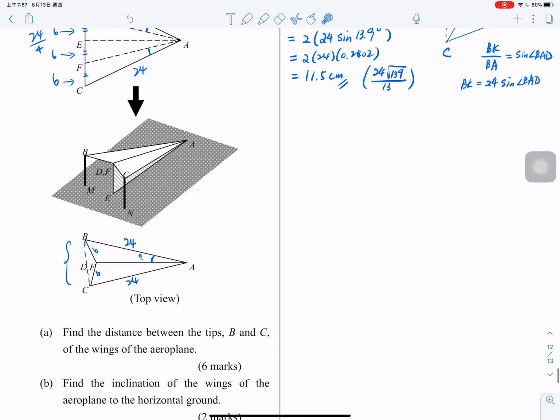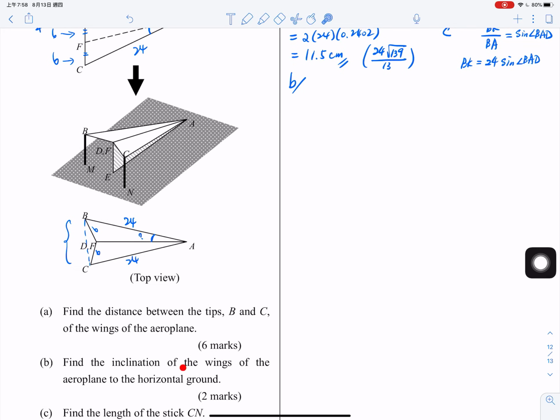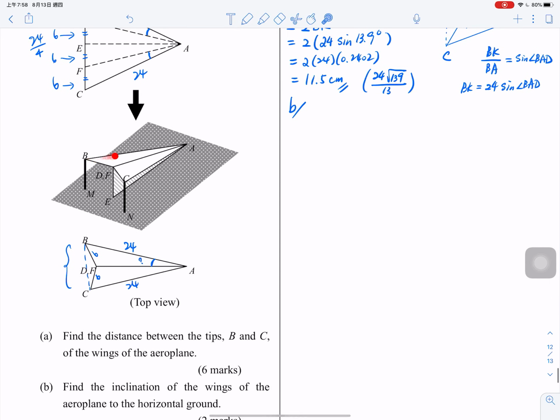Part B. Now, find the inclination of the wings of the airplane to the horizontal ground. That means here, if this one is a plane here, then what is the inclination? Actually, it's better for us to draw another figure. Okay, like this.